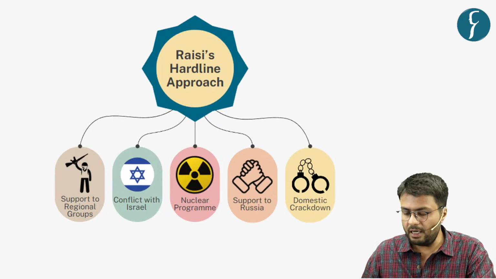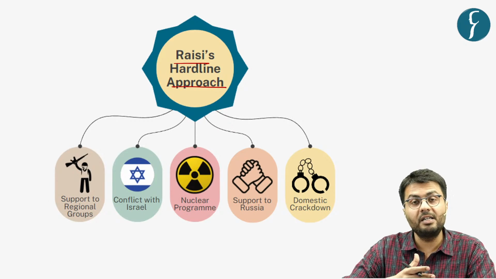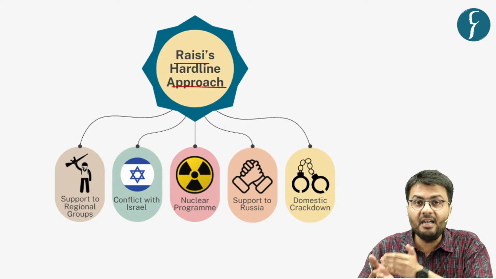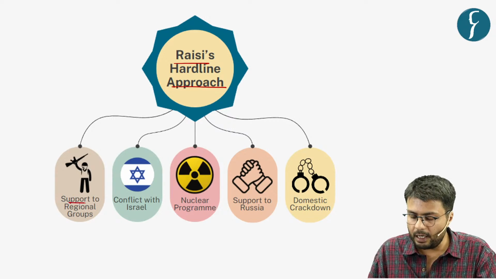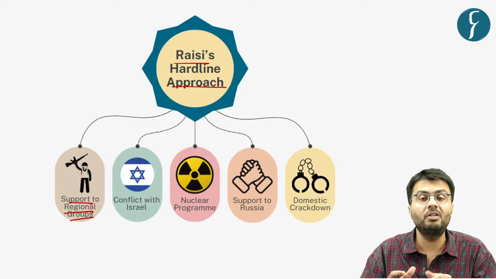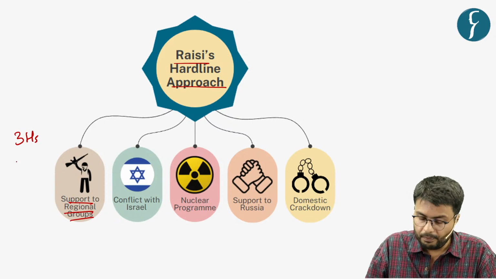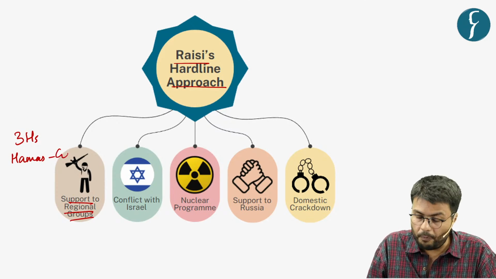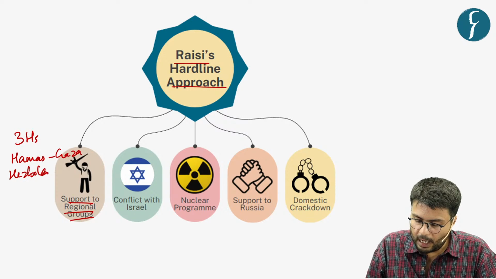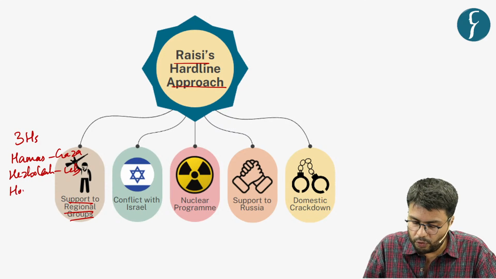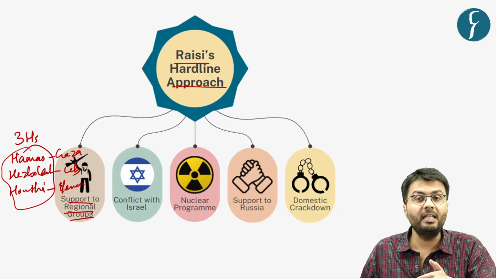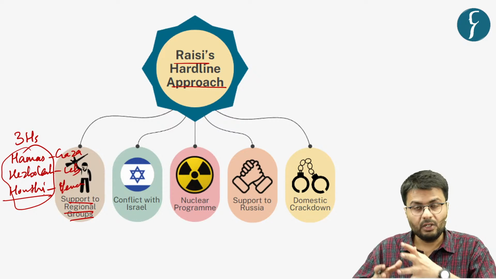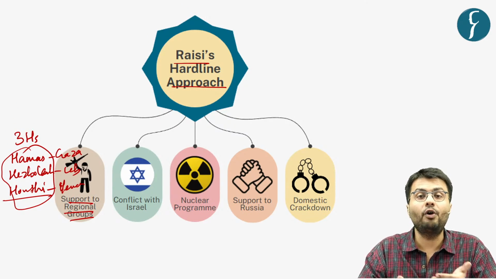So, in this regard, let us understand what was Raisi's approach towards Iran's day-to-day politics and in addition to its foreign policy. First of all, after coming to power, Mr. Raisi supported regional groups that currently exist in the Middle Eastern region, and these are termed as 3H, that is Hamas, which operates in Gaza, Hezbollah, who operate in Lebanon, as well as Houthi, who are rebels in the country of Yemen. Now, all these three non-state actors are directly supported by the Iranian political regime. And these non-state actors are currently in conflict with the state of Israel.